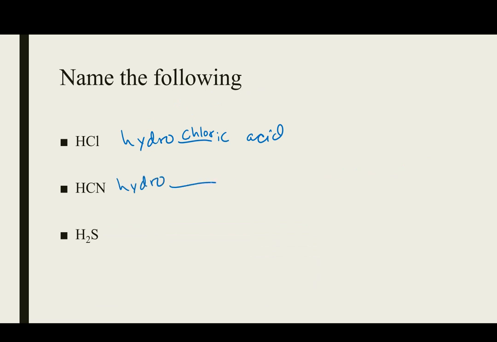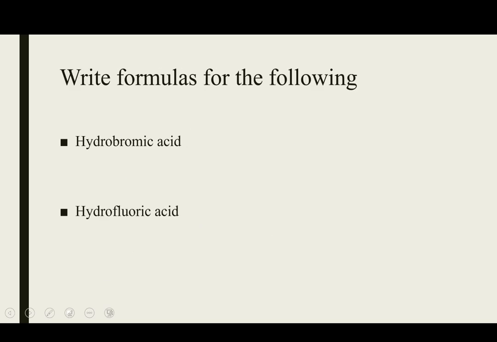HCN, hydro blank ic acid. CN is cyanide, so fill in that blank with that: cyanic acid. So hydrocyanic acid. And then H2S. S is sulfur. So that becomes hydrosulfuric acid.